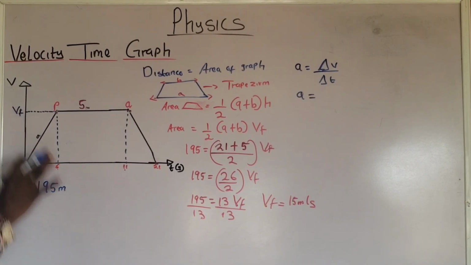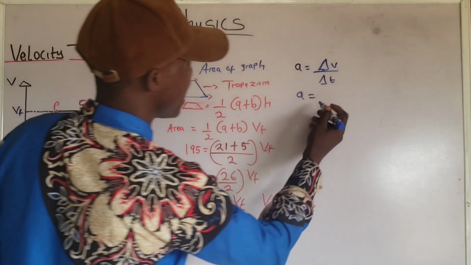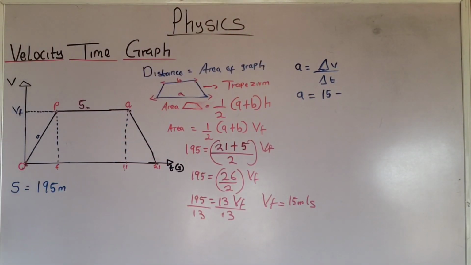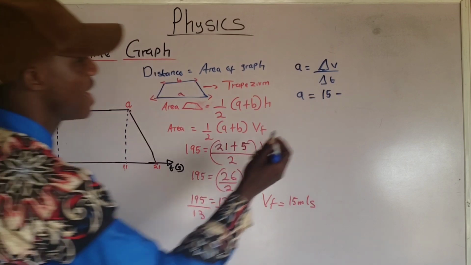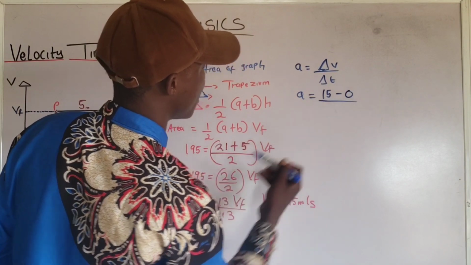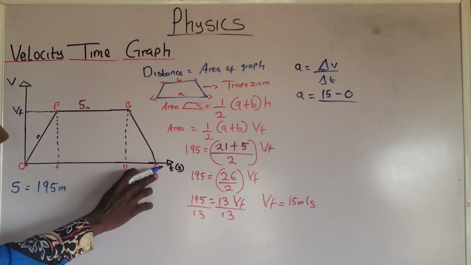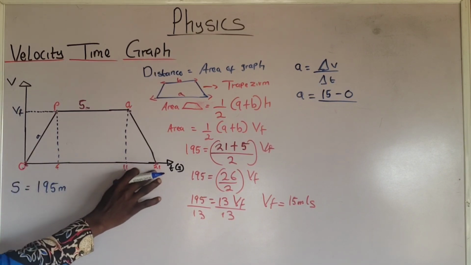The final velocity is what? It is 15 meter per second. So here I'm going to have 15 meter per second minus the initial velocity, which is 0. You understand? So here I'm going to have minus 0 all over change in time. So the final time is what? It is 6. Don't go and use this time. Don't go and use 21, okay?